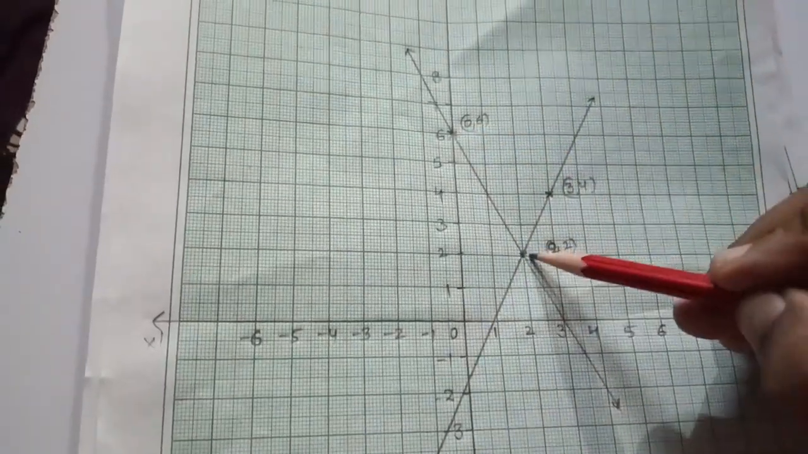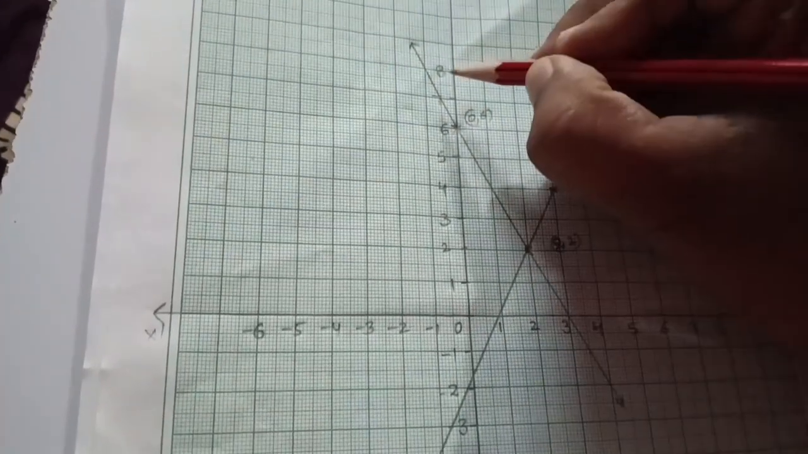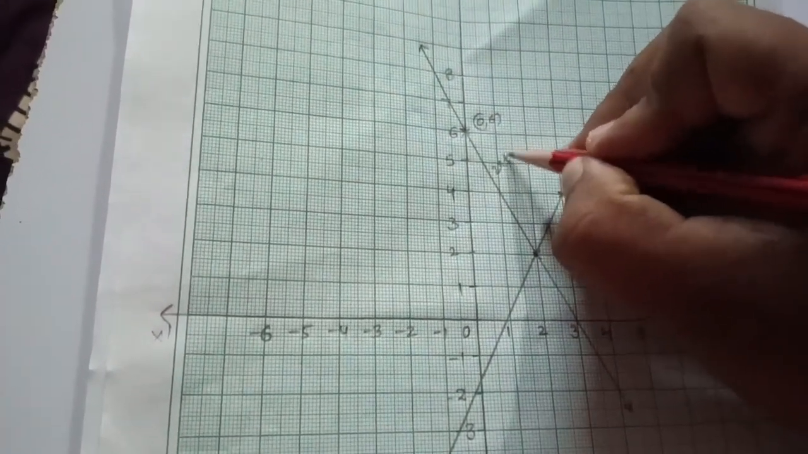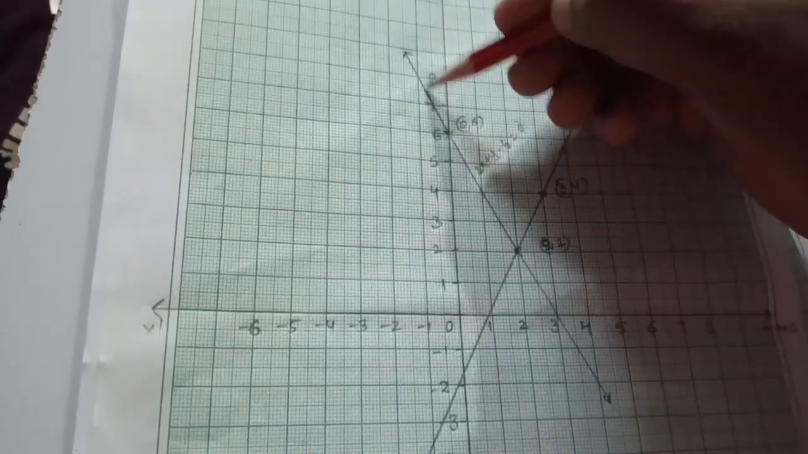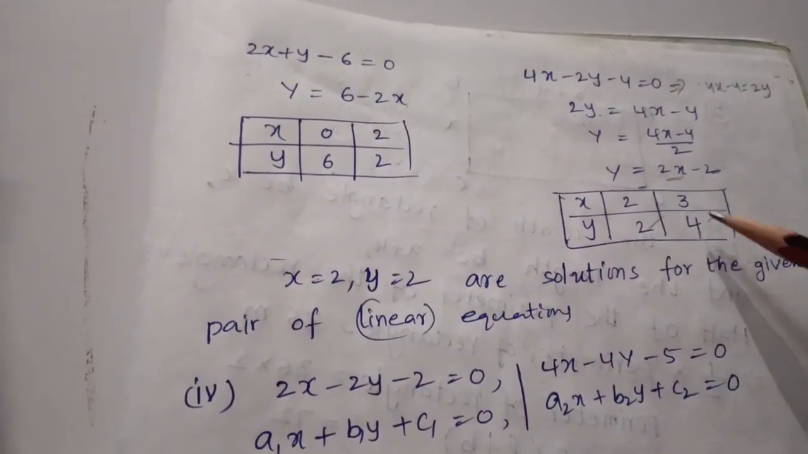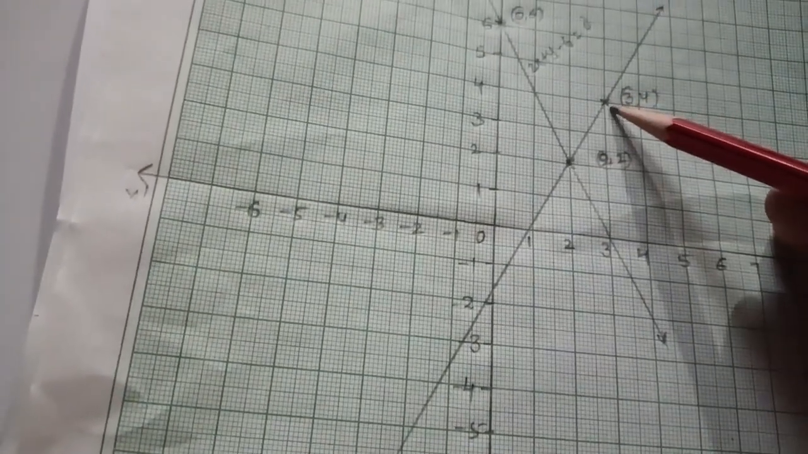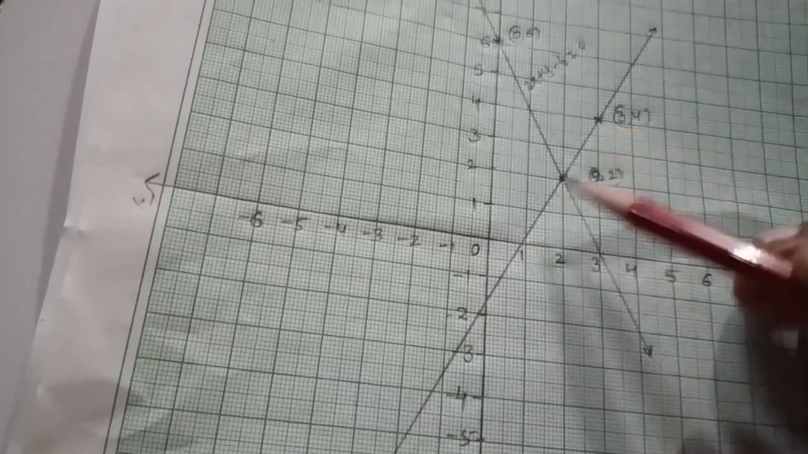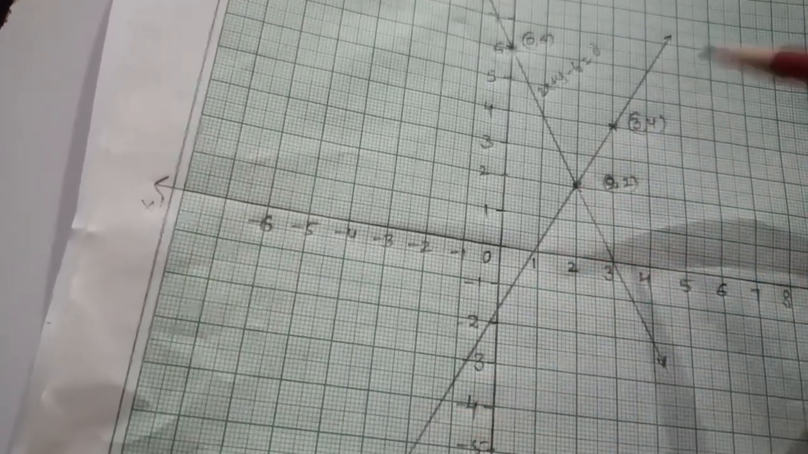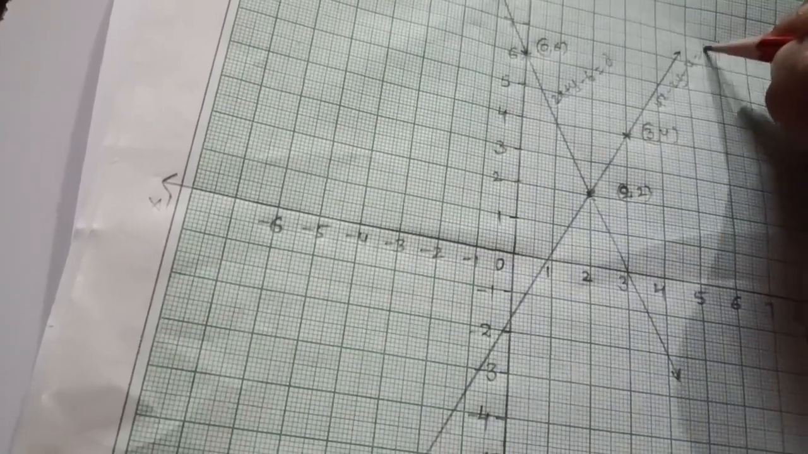These 2 points we join with the help of a scale and pencil. So this is the line 2x plus y minus 6 equals 0. Next, the other coordinates 2, 2 and 3, 4. This is 2, 2. This is 3, 4. Now join these 2 points with the help of a scale and pencil. This line is 4x minus 2y minus 4 equals 0.